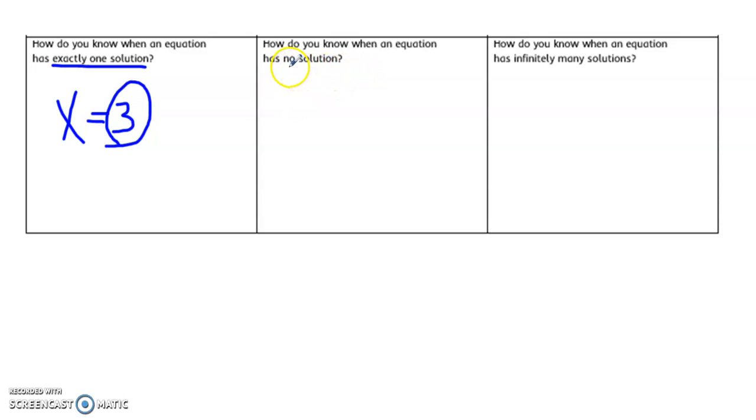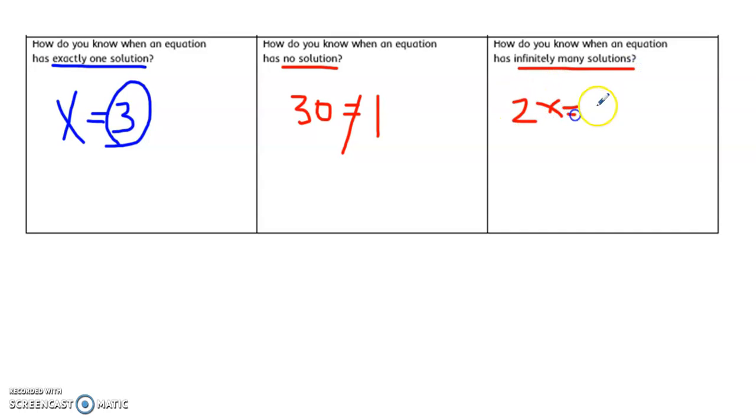How do you know an equation has no solution? You know that it has no solution if you come up with an untrue statement at the end, such as 30 equals 1. That is not true. And then you have infinitely many when you have exactly the same thing on both sides, like 2x equals 2x.